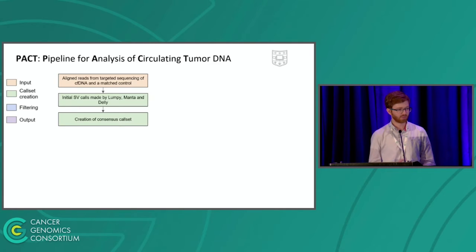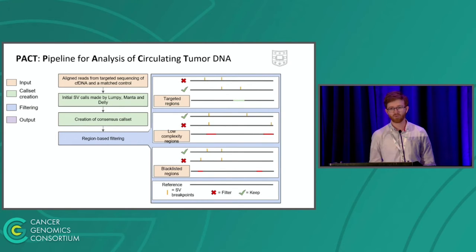So to kind of handle this for us, we devised PACT, which stands for Pipeline for Analysis of Circulating Tumor DNA, as our sort of analytical pipeline. And how that works is we begin with cell-free DNA and a matched control from the same individual and perform initial variant calling using lumpy, manta, and deli, which are all sort of generic SV calling tools. And then we create a consensus call set from those tools.